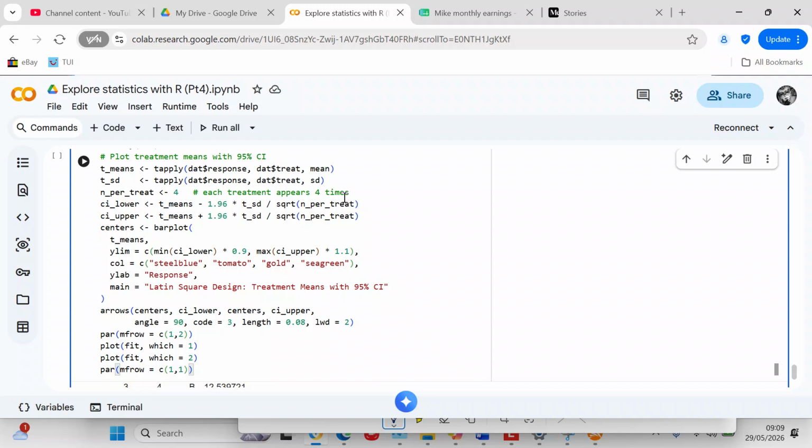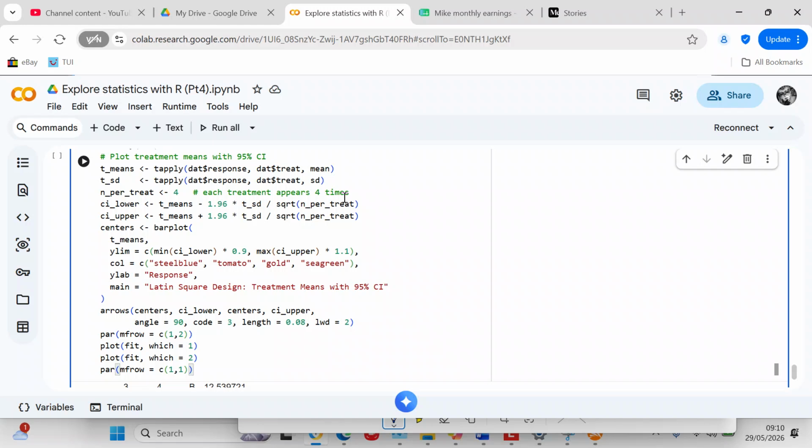So your CI lower, that's your lower confidence interval, becomes t means minus 1.96 times TSD divided by square root of n per treat, and we already know the n per treat is 4. And then CI upper is the upper confidence interval, and that's t means plus 1.96 times TSD divided by square root of n per treat.